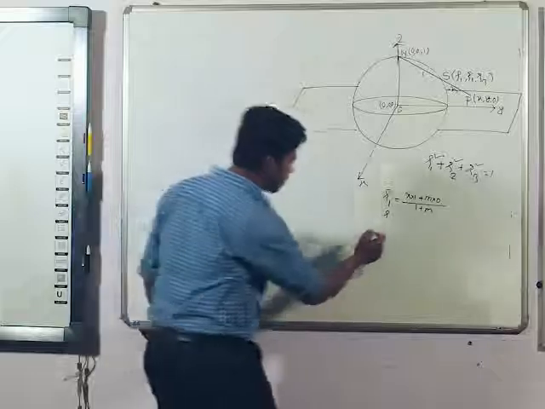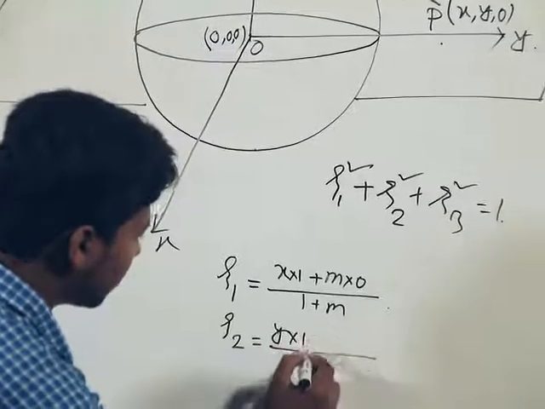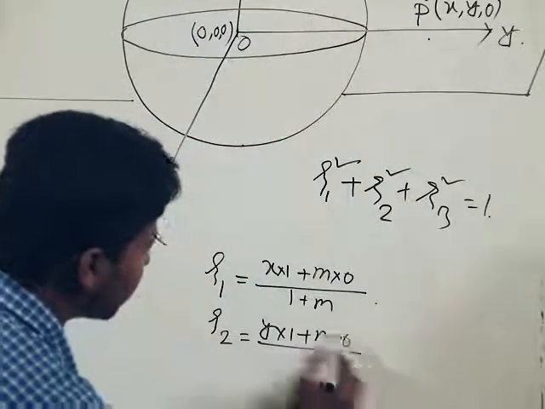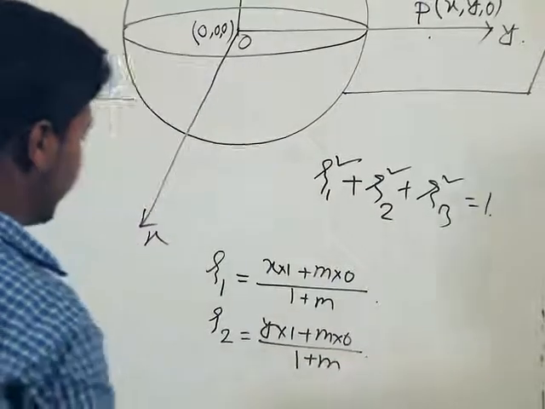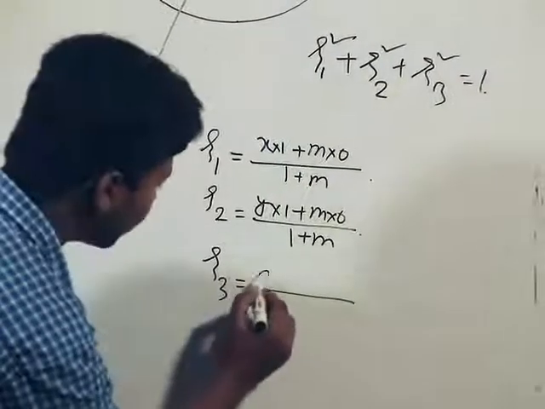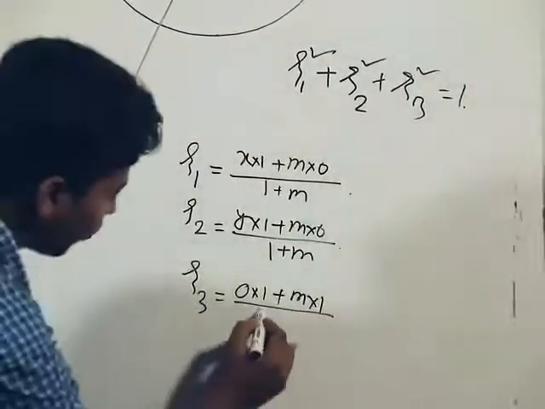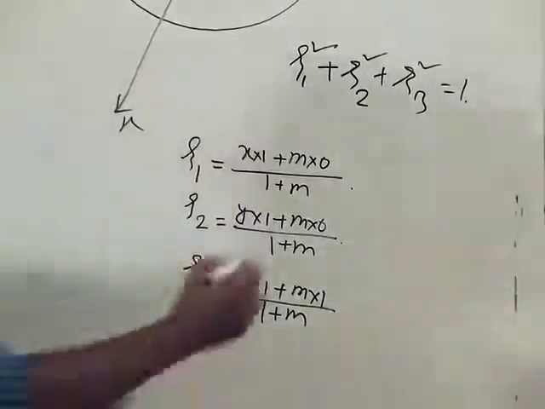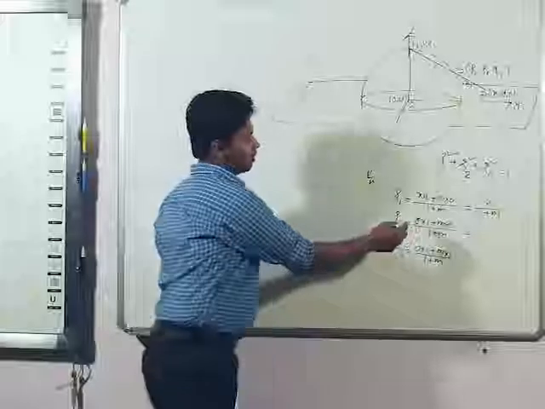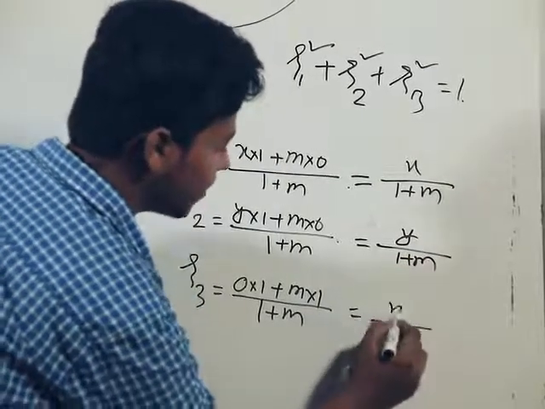Other coordinates are xi 2 equal to y into 1 plus m into 0 by 1 plus m. Next, the coordinate xi 3 equal to 0 into 1 plus m into 1 by 1 plus m, that is equal to x into 1 means x by 1 plus m, y into 1 plus m into 0 means y by 1 plus m, and next m by 1 plus m.